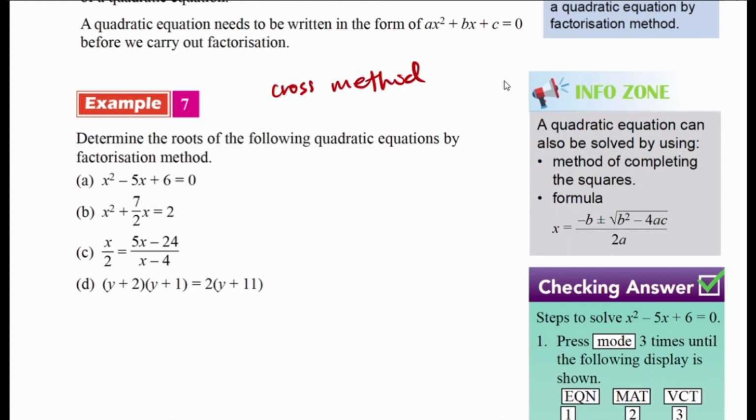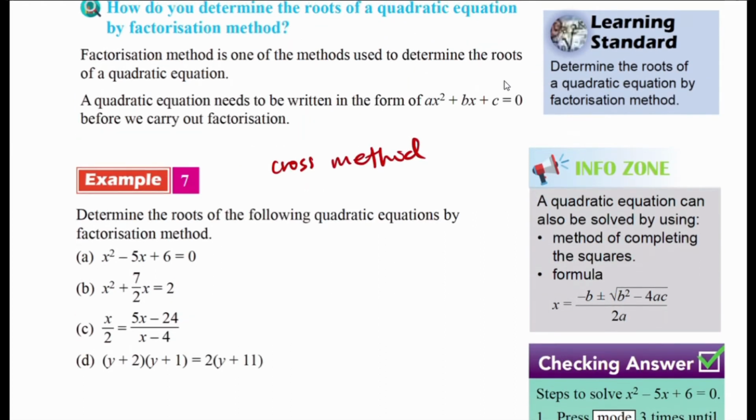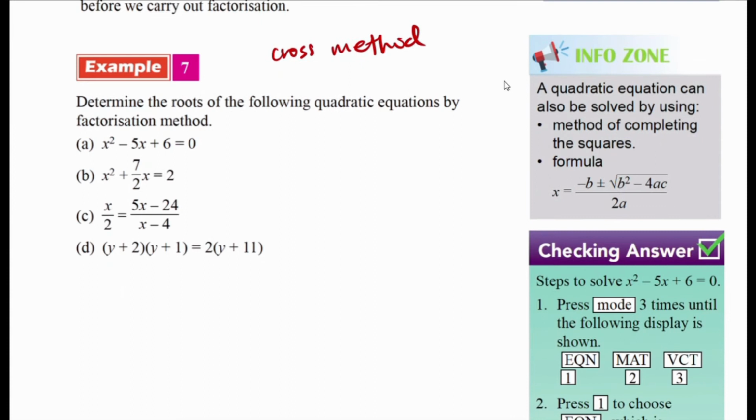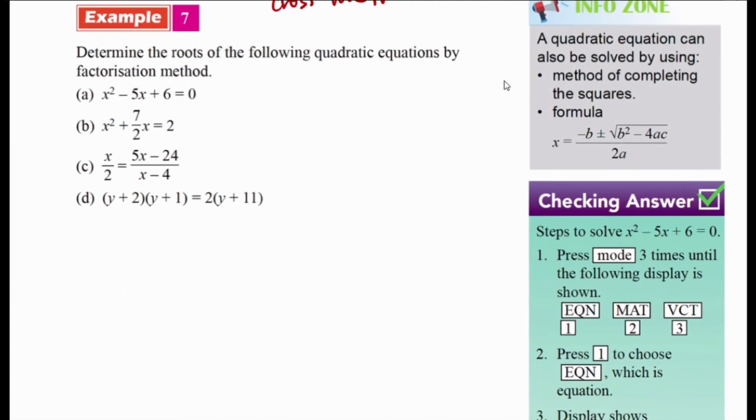There are actually more than one way to find the value of x. But first, we check how to solve the quadratic equation by using factorization. Okay, let's try example number 1: x squared minus 5x plus 6 equal to 0. First, you need to check whether the quadratic equation is in general form. By general form, I mean in the form of ax squared plus bx plus c equal to 0.